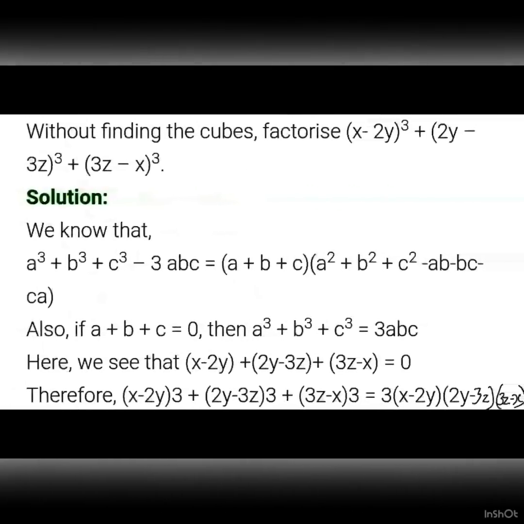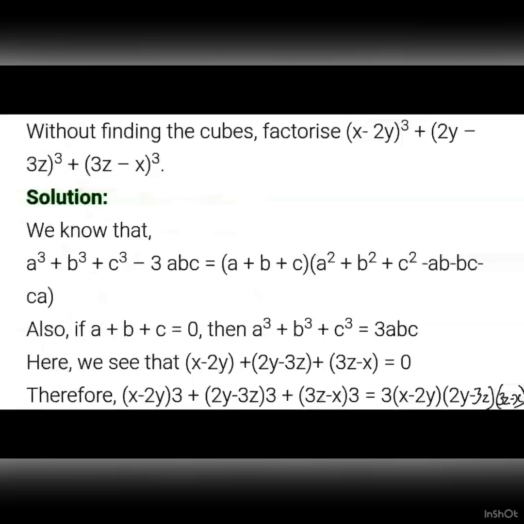For example, next without finding the cubes, factorize x minus 2y whole cube plus 2y minus 3z whole cube plus 3z minus x whole cube. Now we don't have to find cubes, we have to use suitable identity here. If you look at the expression carefully, it is the cube of first term plus the cube of second term plus the cube of third term. Now if I add the three terms, x minus 2y plus 2y minus 3z plus 3z minus x, the sum of three terms is equals to 0.